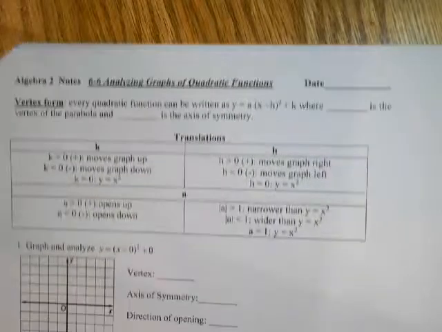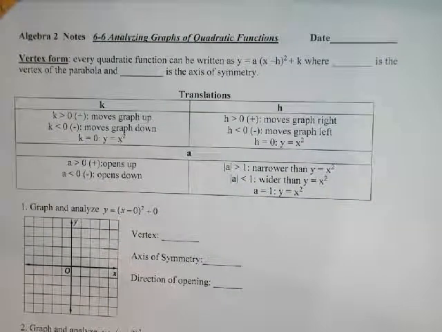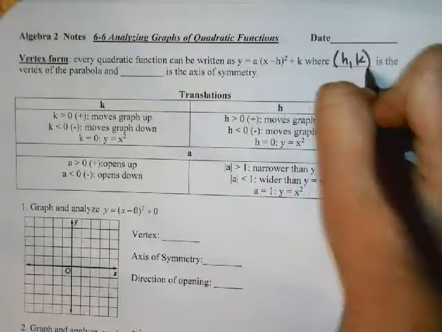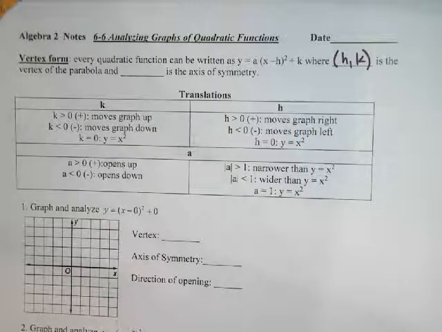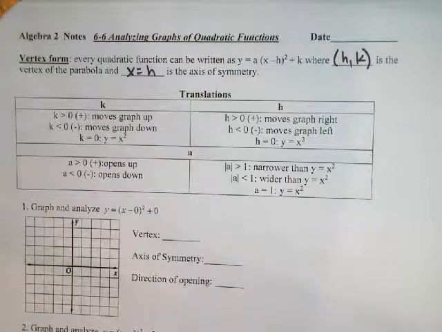However, we have a form called vertex form. Every quadratic function can be written as y equals a times (x minus h) squared plus k, where (h, k) is the vertex of the parabola, and x equals h is the axis of symmetry.